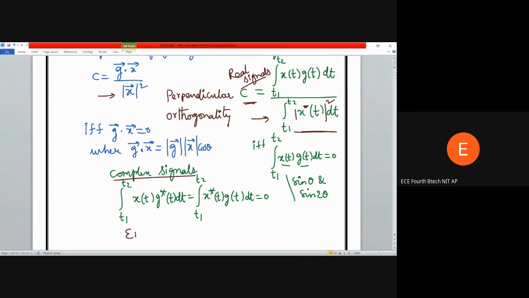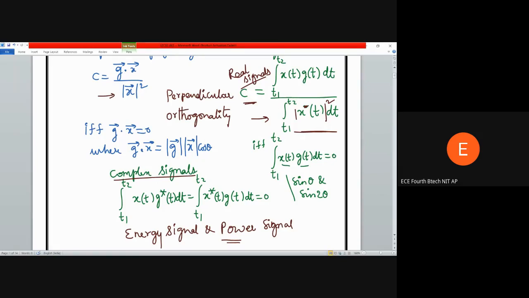So energy signal and power signal: we define that if the energy is finite, obviously power will be 0, and those are called energy signals. If energy is infinite and power is finite, which is a non-zero value, then it is called a power signal. This is the way we define the signals. And usually all periodic signals are power signals.